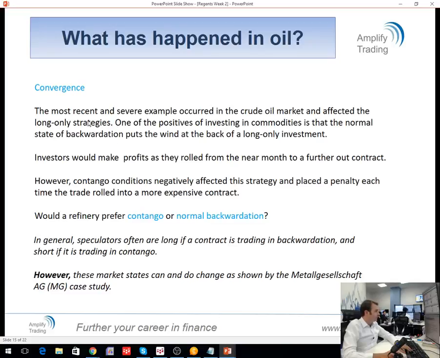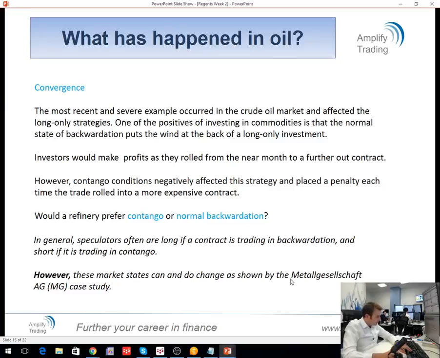So what's happened in oil? The most recent and severe example occurred in the crude market, affecting long-only strategies. One of the positives of investing in commodities is that in the normal state of backwardation, long-only investment works out well because that futures price will move higher to meet the spot price. So as you roll from the near month into the further out contract, you can basically profit. This is talking about a case study.